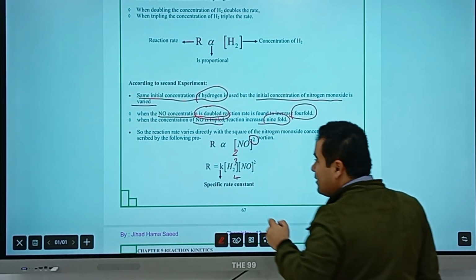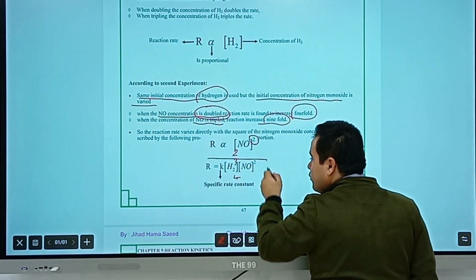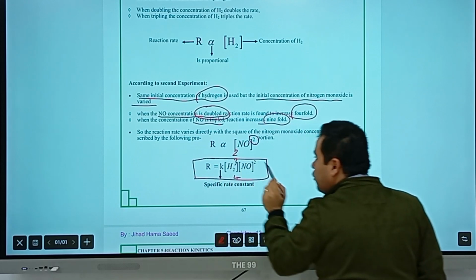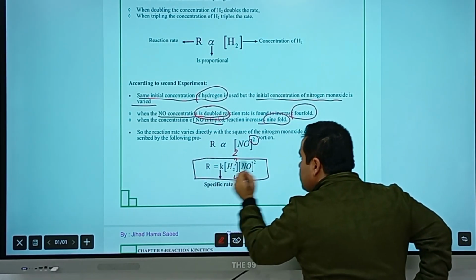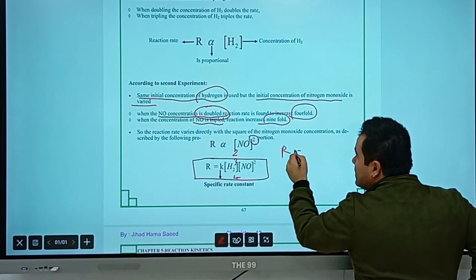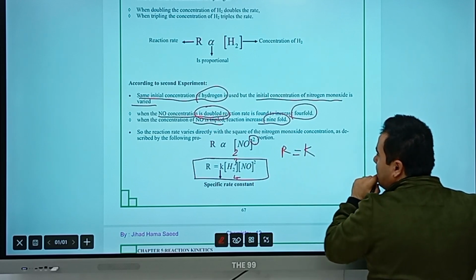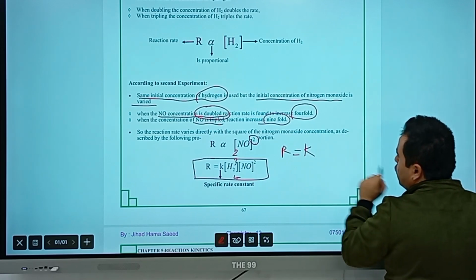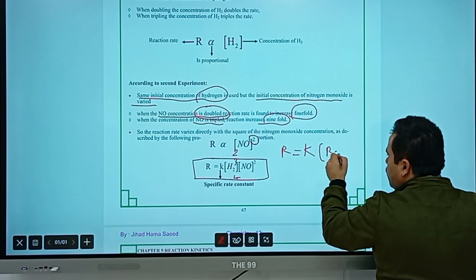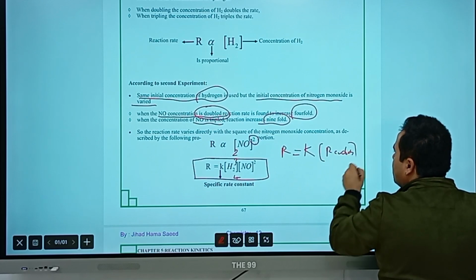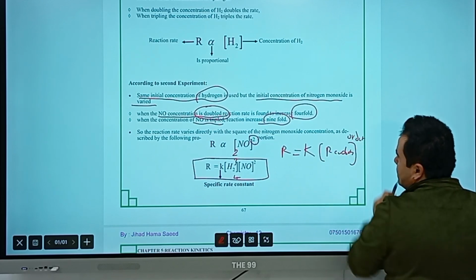How to write the rate law for the reaction? This is the rate law. The rate law always is in this form: k, which is the specific rate constant, we will be talking about the specific rate constant, times the concentration of reactant to the power of orders.